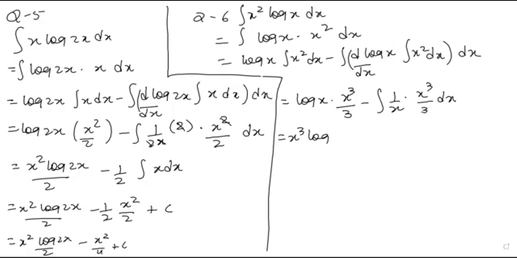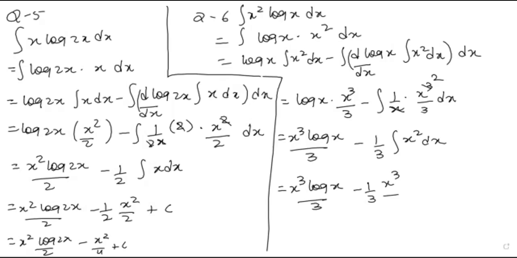So x cubed log x by 3 minus 1 by 3 will come outside, and this will be just x square dx. So x cubed log x by 3 minus 1 by 3, again x cubed by 3 plus c. So the final answer will be x cubed log x by 3 minus 1 by 9 x cubed plus c. So this is your final answer.